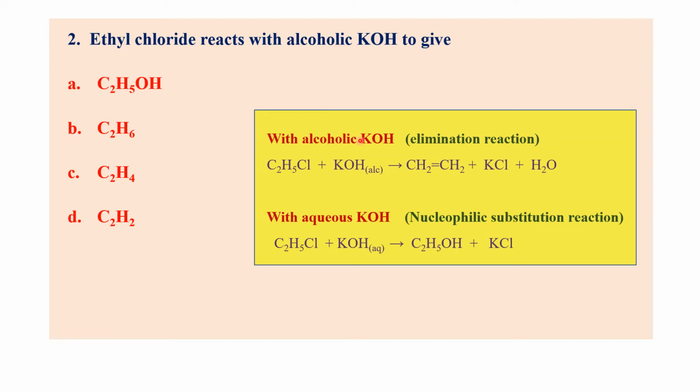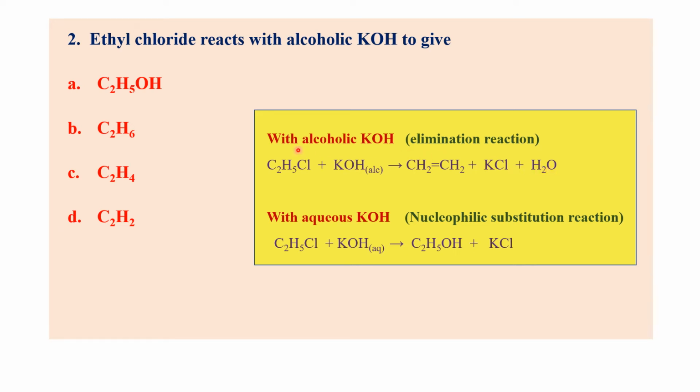So for alcoholic potassium hydroxide it will undergo elimination reaction, that is ethyl chloride plus potassium hydroxide in alcoholic medium. It will produce elimination product, that is ethene, potassium chloride and water. Here the chloride ion is lost and also H from this ethyl group is lost, so we will get ethene and potassium chloride, and also hydrogen from ethyl group and OH from potassium hydroxide will produce water.